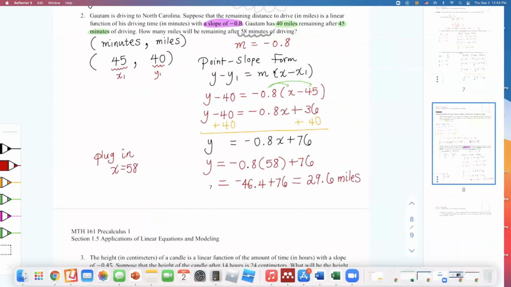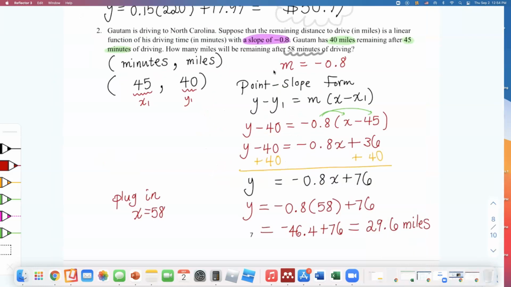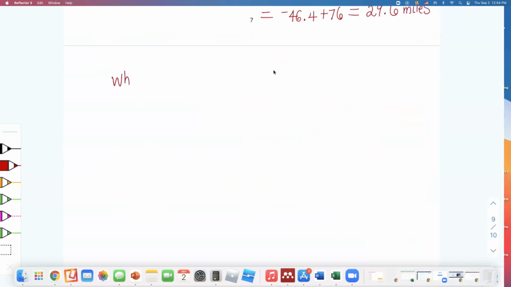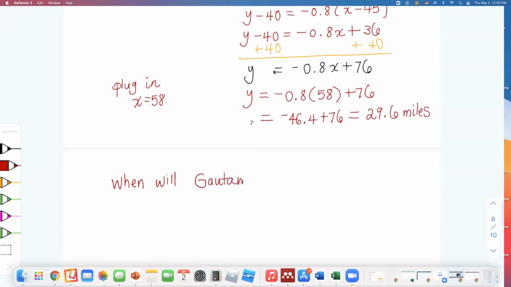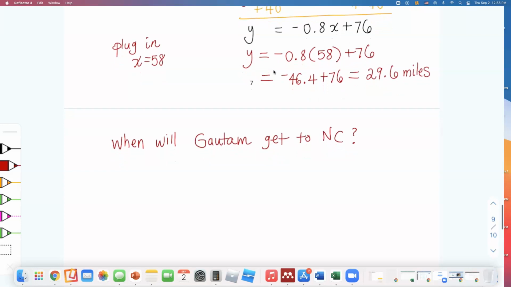So nobody asked me, but I do want to find the answer, so I'll go ahead and add a page. So when will Gautam get to NC? At what time? Well, he is in North Carolina if the distance is 0, right? The remaining distance is 0. He doesn't have to drive anymore. He's there. So what I can do to figure that out is I can set y equal to 0 and solve for the x value.